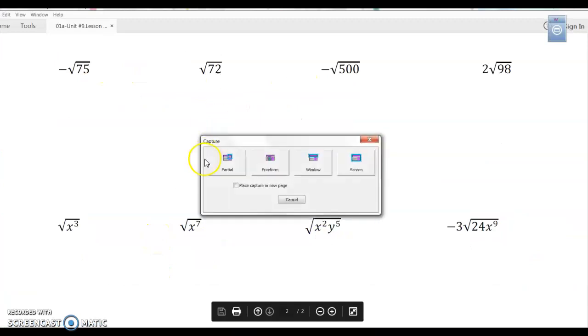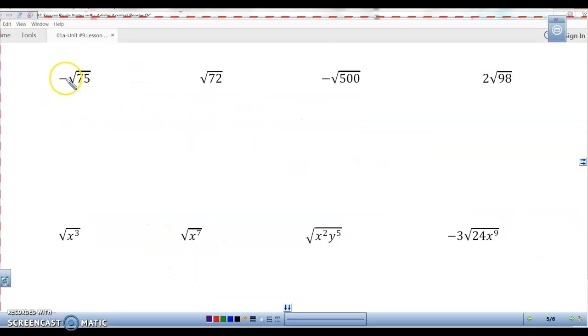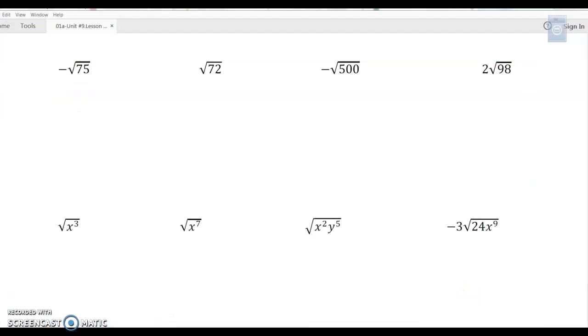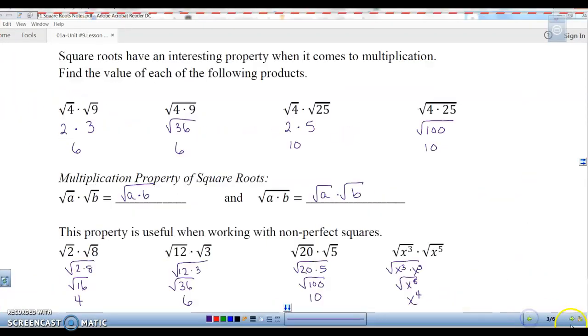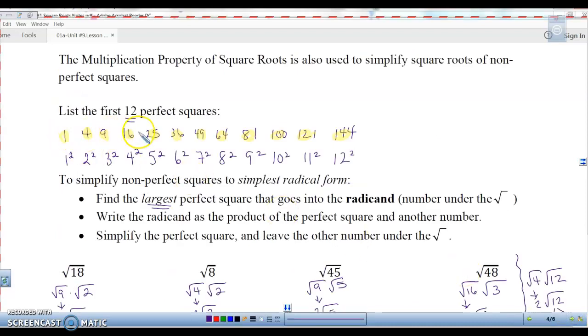Okay, the negative square root of 75. All right, the negative I'm not worried about, that's out front. So the negative just stays out front, and I want to break this down into 2 perfect squares. What perfect square goes into 75? All right, well, here's my list of perfect squares. Oops, went too far. All right, so I want to start here.